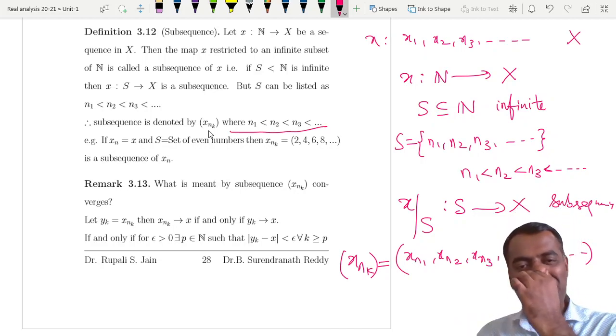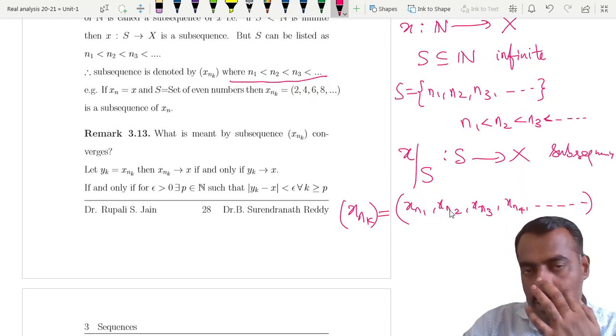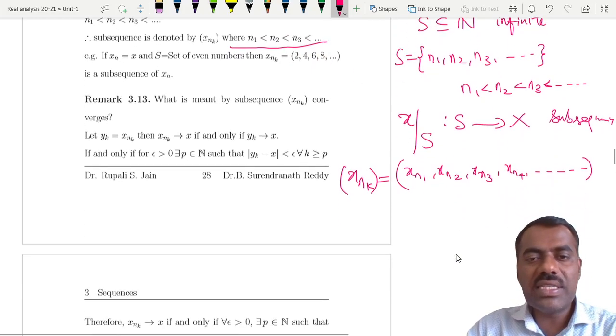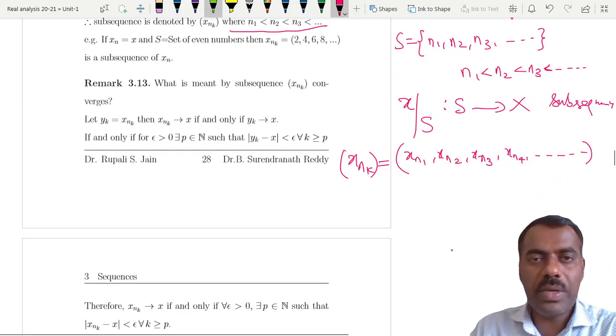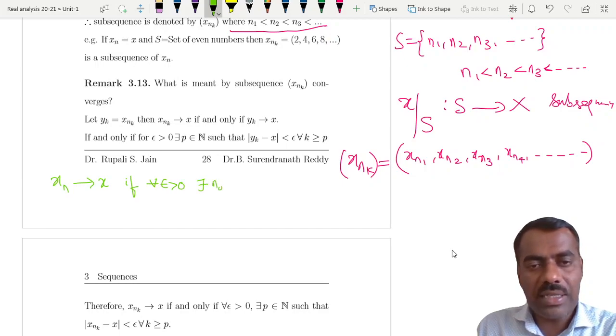Now you can talk about what is meant by saying the subsequence converges. Suppose xn converges to x. What is the meaning of this? For any epsilon greater than 0 there exists some n naught such that mod xn minus x is less than epsilon for all n greater than or equal to n naught.